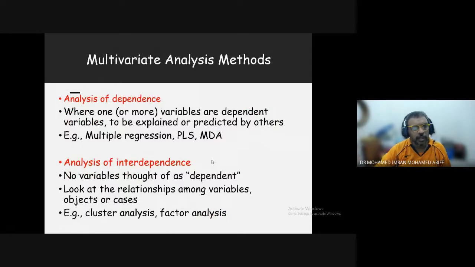Some of the multivariate methods: you analyze the dependence, on the right side, or the interdependence, on the left side. Dependence is where one or more variables are dependent variables. So you can use multiple regression, PLS, and all those things. Or we look at no dependent variables.